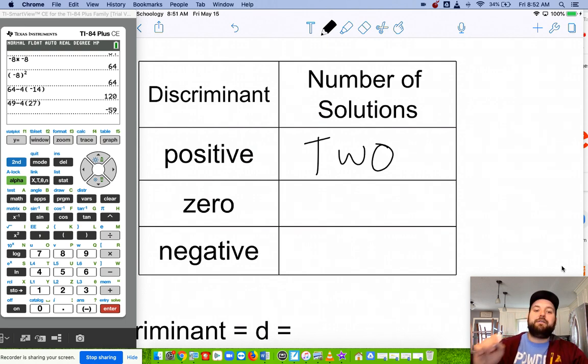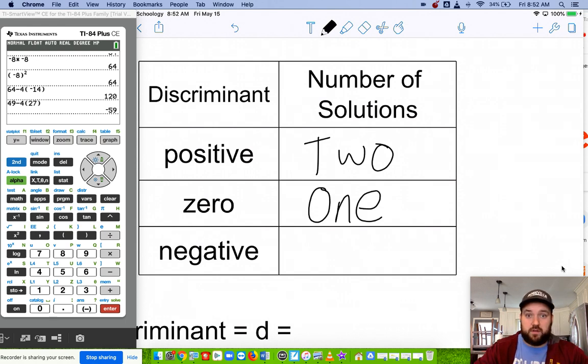Okay. If the discriminant somehow comes out to be exactly 0, if you do B squared minus 4AC and you get 0 as the discriminant, that means there is only one solution to that equation. There's only one answer that you are looking for. Okay. And then finally, if your discriminant is negative, that means there is no solution to that equation. It cannot be solved. It is not possible to equal 0. So a negative discriminant means that there are no solutions.